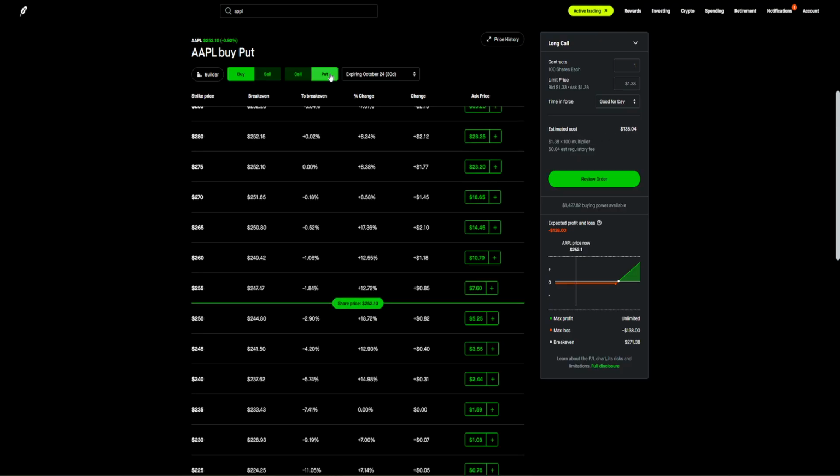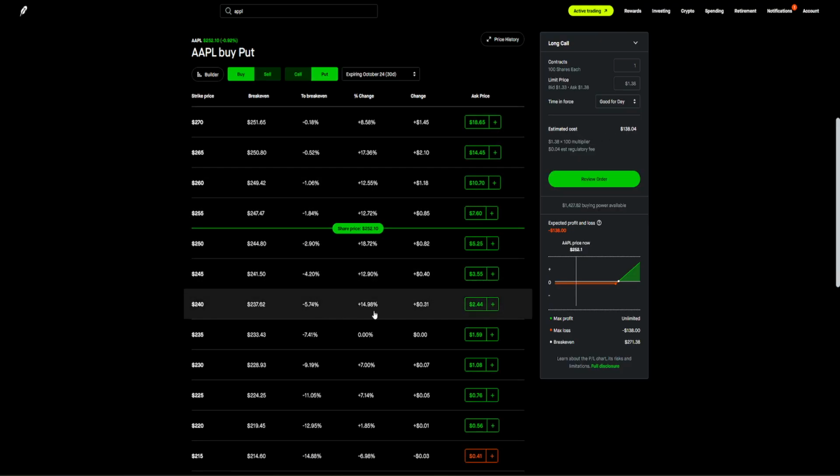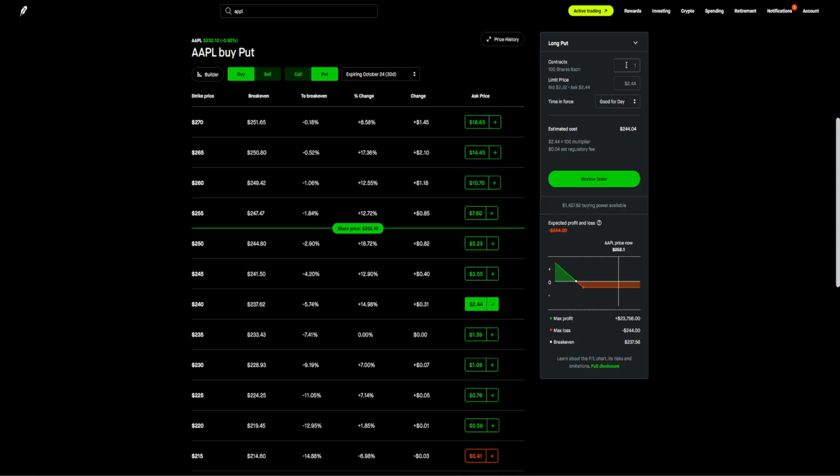Now, let's go take a look at that put example that we were talking about. That put example is 2.44. If we wanted to buy one contract, which represents 100 shares, we're actually paying $244 per contract. This rule of 100s is really important to note whenever you're buying and selling contracts.